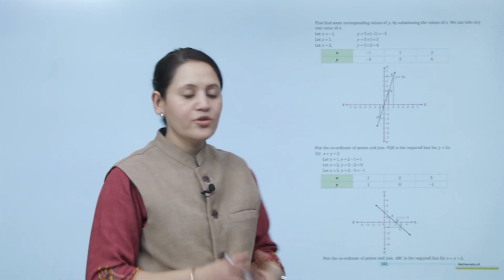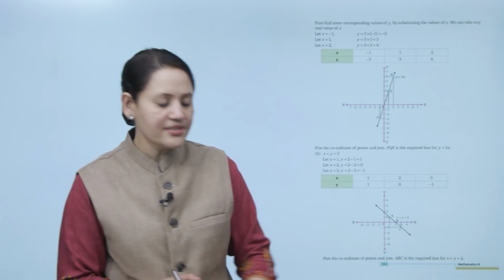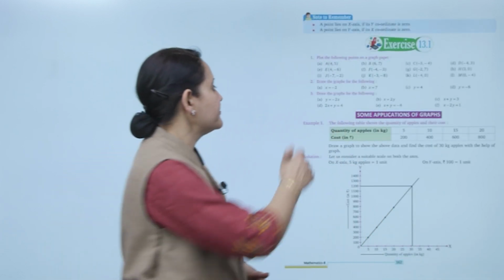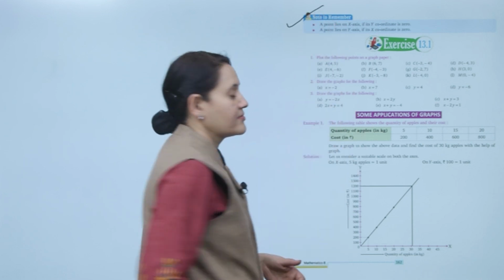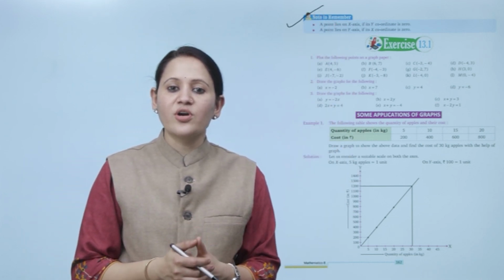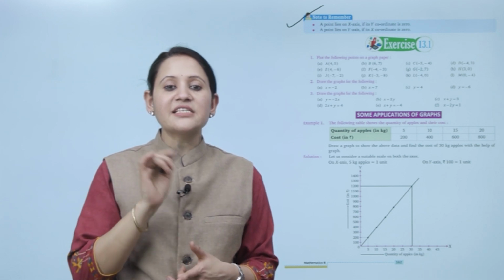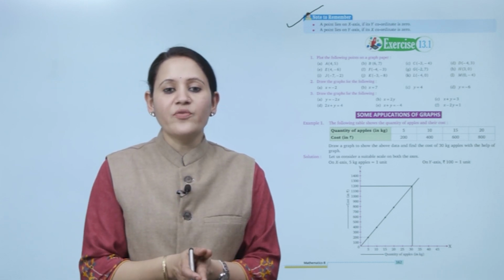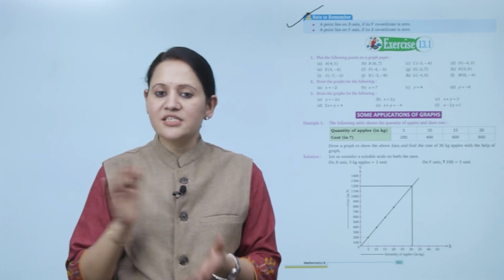These are the examples. You have to practice all the examples. Next is note to remember. A point lies on the x-axis if its y coordinate is 0. Means x-axis पे कब होगा? जब y coordinate 0 होगा, and the point will lie on the y-axis when its x coordinate is 0.